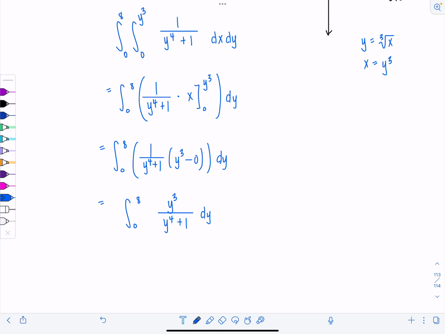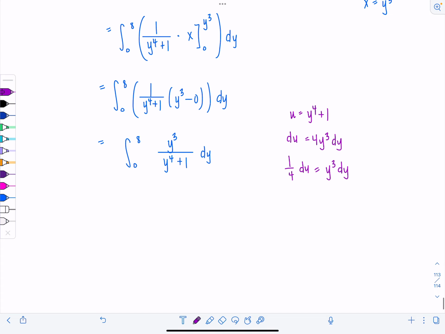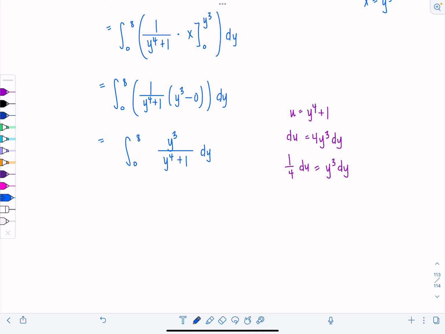And then now you can see, all right, it's much easier to integrate because now I have this y cubed up here. So I could just do a little u substitution. u equals y to the 4th plus 1. So then du is 4y cubed dy. So 1/4 du is y cubed dy. And then I'm not actually going to write out the u substitution here because I don't feel like changing the limits of integration. So I'm doing it in my head.